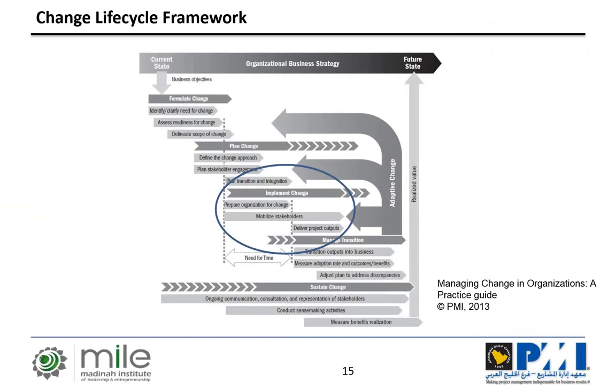So let's move into the third stage of the framework, which is implementing the change. The implementation of the change has three different steps. The first one is to prepare the organization for the change. The second is to mobilize the stakeholders. And then you have to deliver the project outputs. Here we're talking about the project outputs that are related to the change management portion, not the normal project deliverables. So let's talk about each one of these in detail.